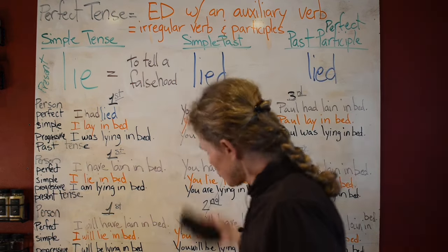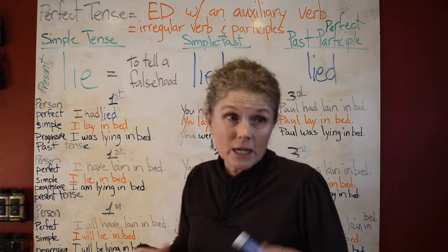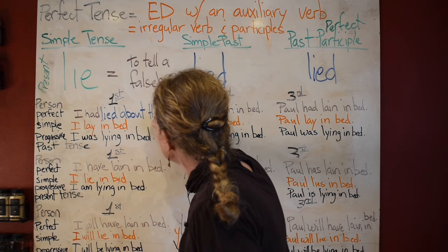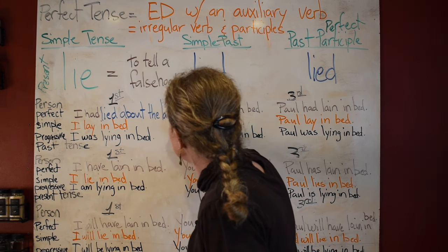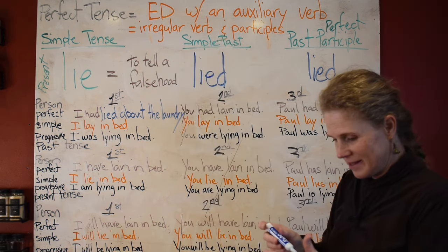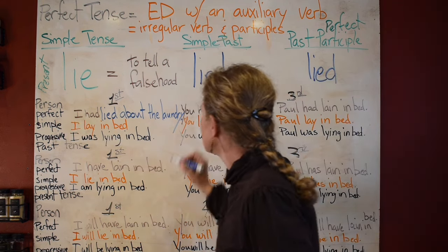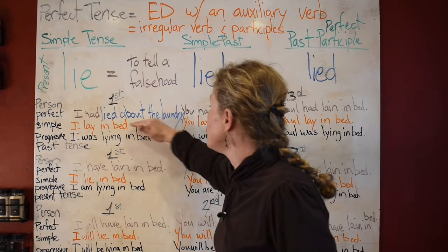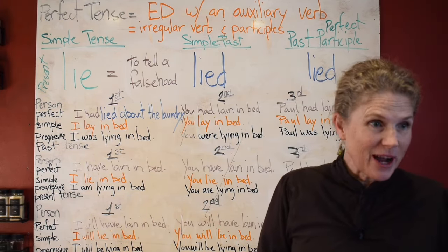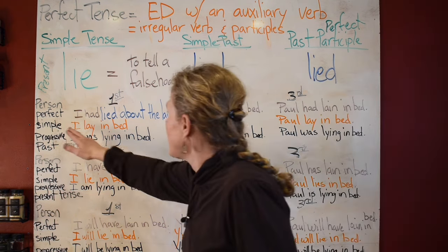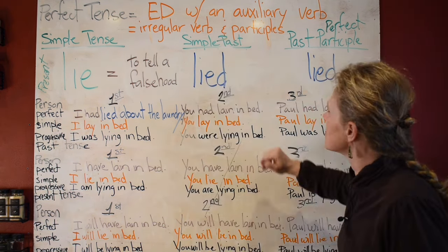So it does not take a direct object. Instead, to describe, you need to use prepositional phrases. You're using adverbs. But let's do the prepositional phrase about the laundry. So I had lied about the laundry. Oh, so that means you did not do your laundry when I asked you to do it, right? Okay, so now let's look right here.